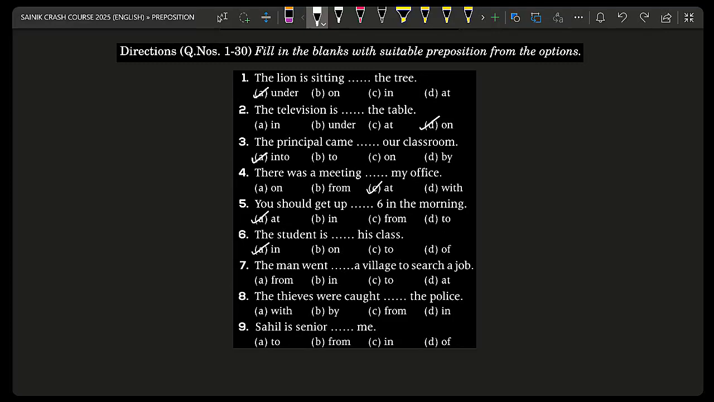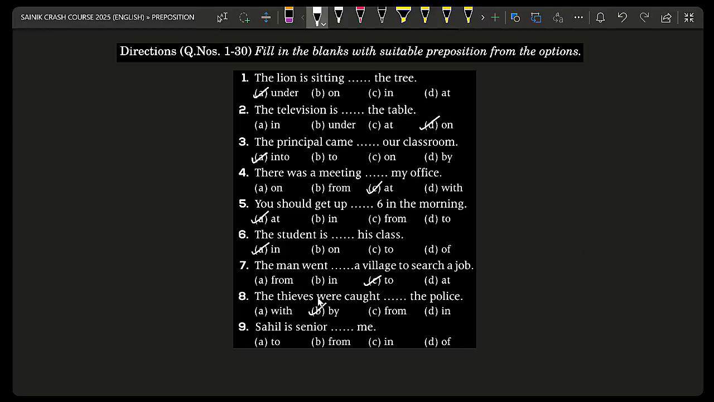Next, Bhuvana. Bhuvana, can you read the next few questions? Seventh one. The man went dash a village to search a job. Sir, the man went to a village to search a job. Yes, it is meaningful. Next, eighth one. The thieves were caught dash the police. Sir, by. Yes, very good. By the police. By is used to indicate who is the subject, who did the work. After by, you are going to get who did the work. Police did the work.